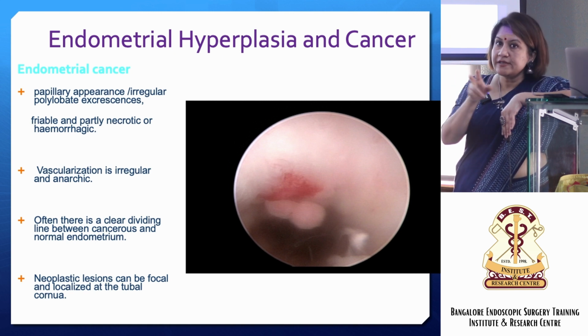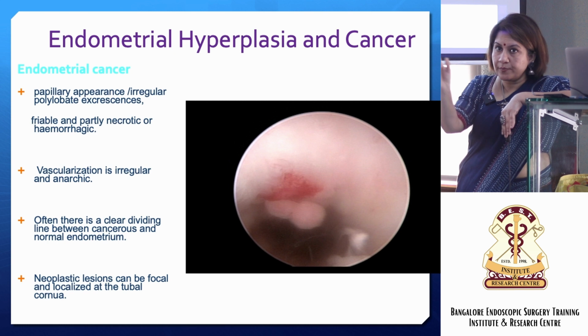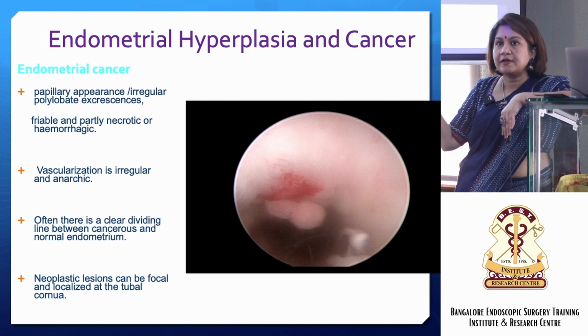Sometimes it's a little more localized. I use a scissor and cut off the base like how you do for a polyp, and take out that piece, that chunk specifically, and keep it aside. The rest of the endometrium, anyway, you're going to curette.